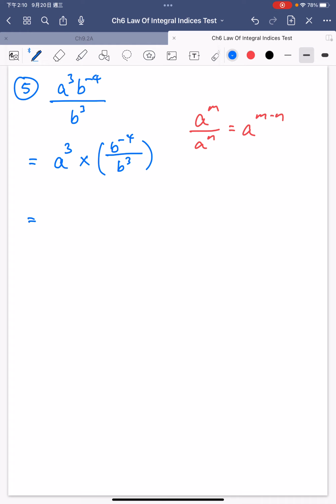Then we have a to the power of 3 times b to the power of negative 4 minus 3. So this is equal to a to the power of 3 and b to the power of negative 7. Again, we got a negative power. We need to change it back to positive. So we have a to the power of 3 divided by b to the power of 7.